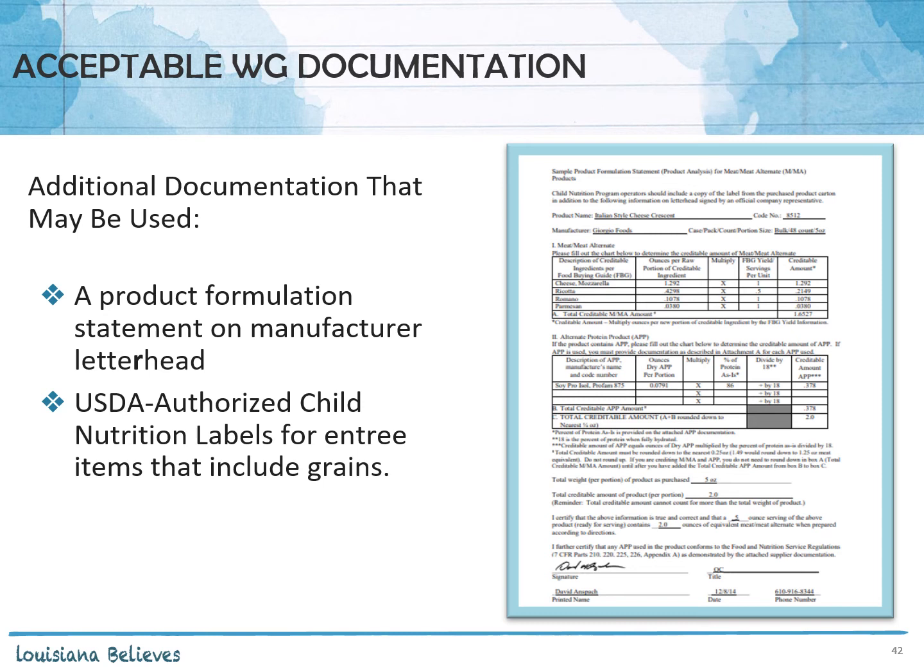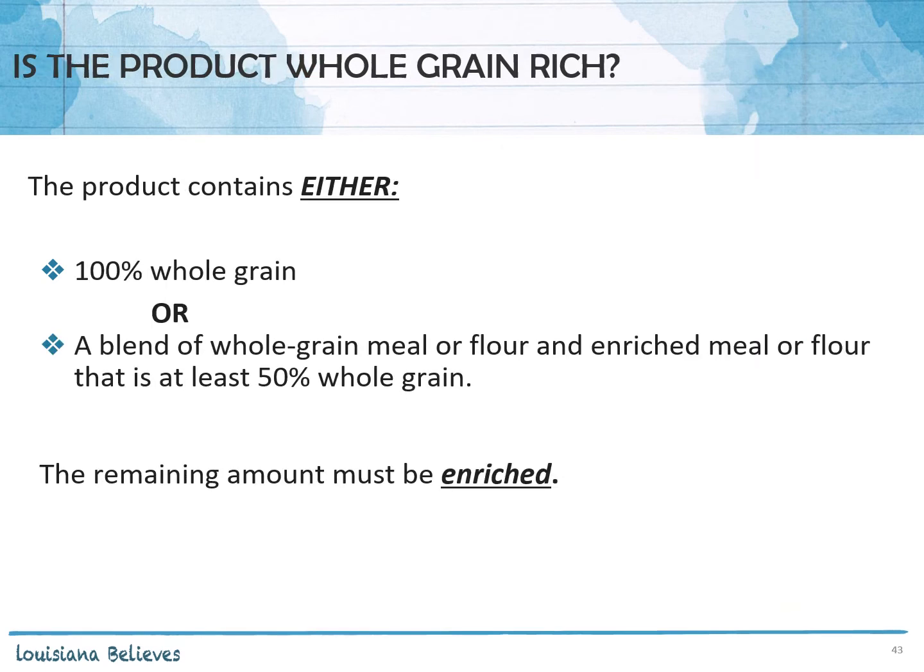Also, they are not approved or monitored by USDA, and they do not provide any warranty against audit claims for reimbursable meals. Product formulation statements are available for many types of food products. CN labels are only for meat and meat alternate products, but can include information on grains, fruits, and vegetables if they are part of the meat alternate product. In summary, to determine if the product is whole grain rich, the product must contain either 100% whole grain or at least 50% whole grain, with the remaining amount being enriched.